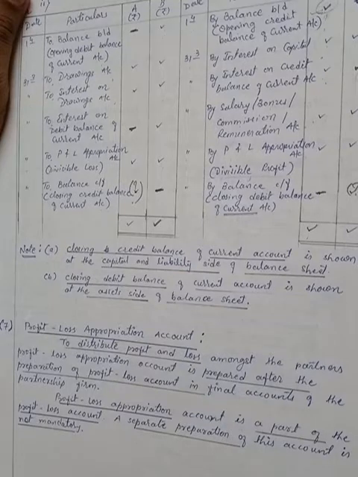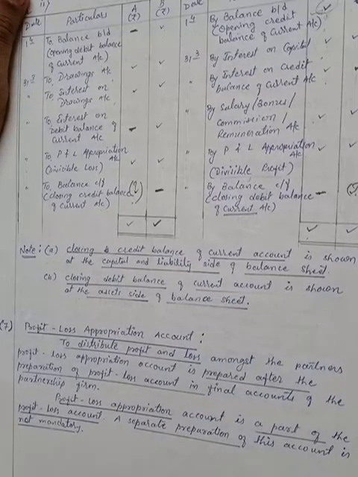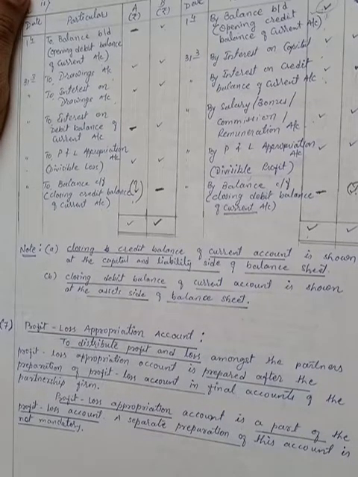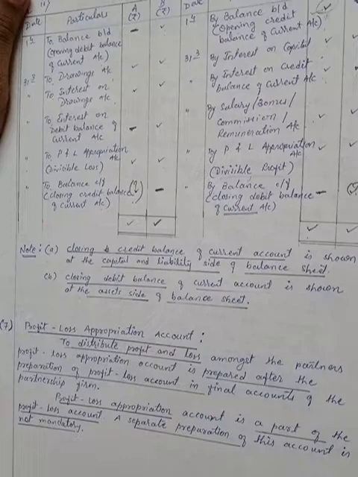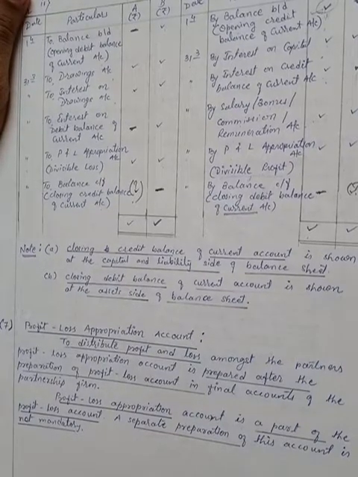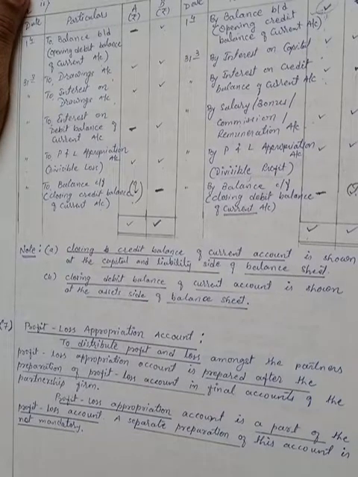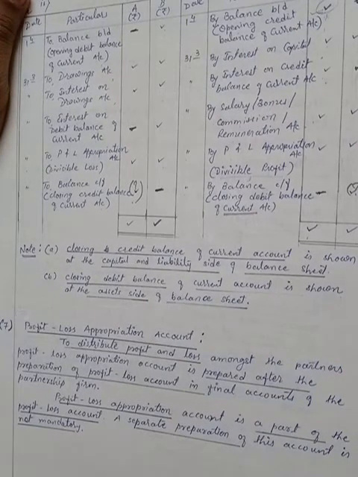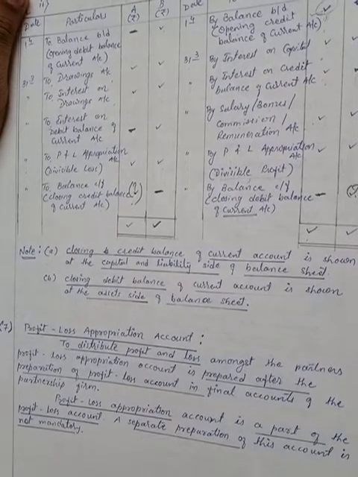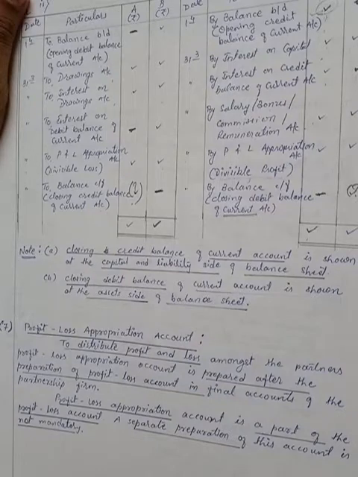So that is what we are going to learn in this lesson, how we are going to prepare this profit and loss appropriation account. As we have discussed, it is prepared after the preparation of profit and loss account. The result of that profit and loss account, known as either net profit or net loss, should be transferred to this profit and loss appropriation account.